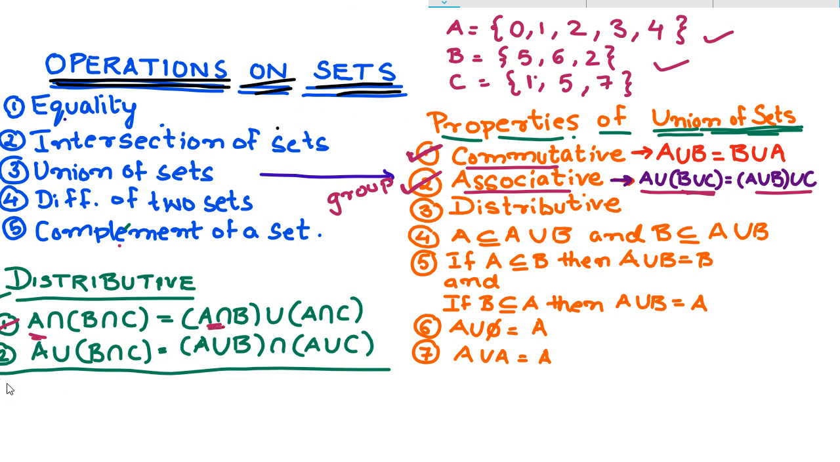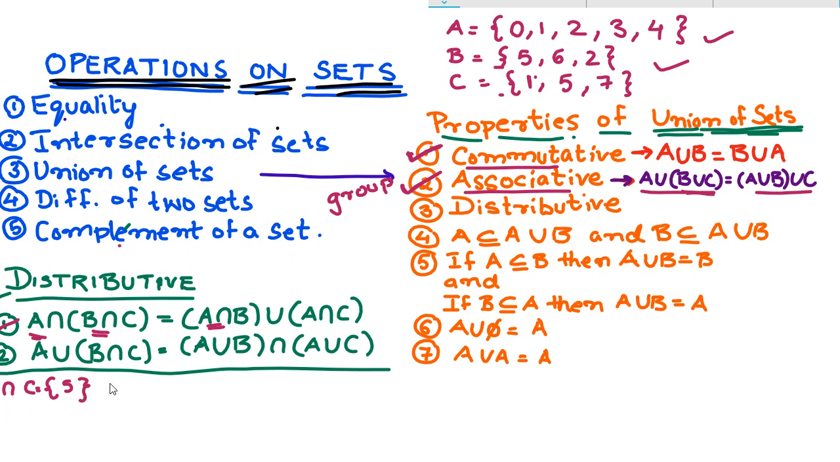In the LHS part, let me first decipher B intersection C. Intersection is basically forming a set of the common elements which are there in both the sets. So refer to B and C, and let's see what the common elements are. So 5 is a common element, that is all. So it is a singleton element which is 5.